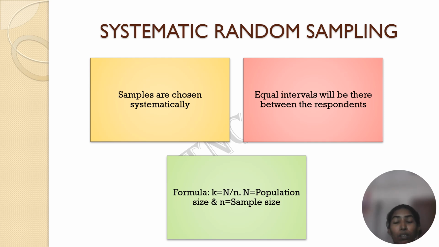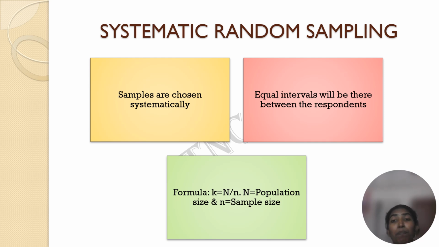So how will you decide which is the 10th person? If you have got k equal to 10, then you can write chits 1, 2, 3, 4, 5, 6, 7, 8, 9, 10, and then pick one chit. If your number is 5, then the fifth respondent in your list is your first respondent, and your second respondent will be 5 plus k. K is equal to 10, so 5 plus 10 is equal to 15. So the 15th person in the list will be your second respondent.